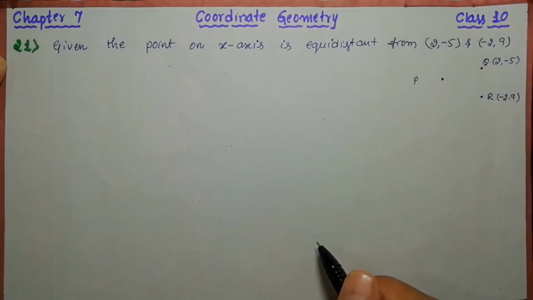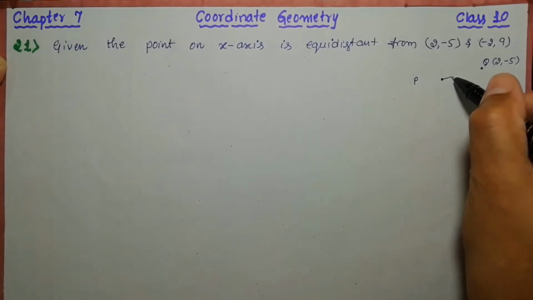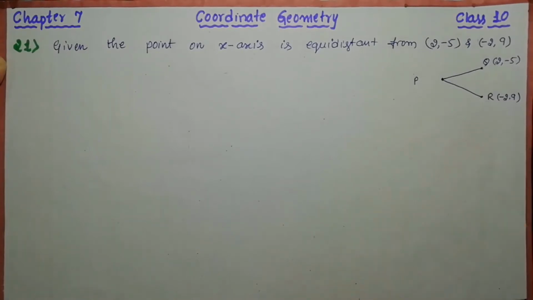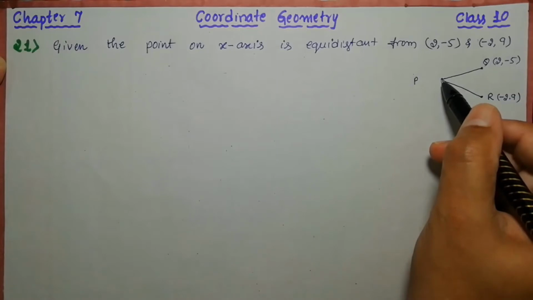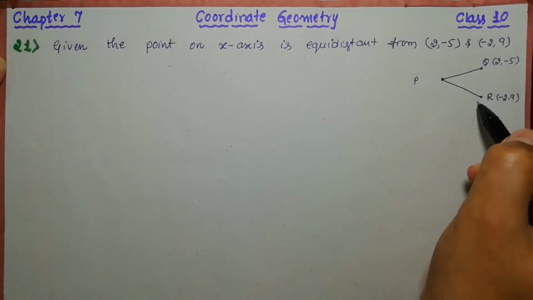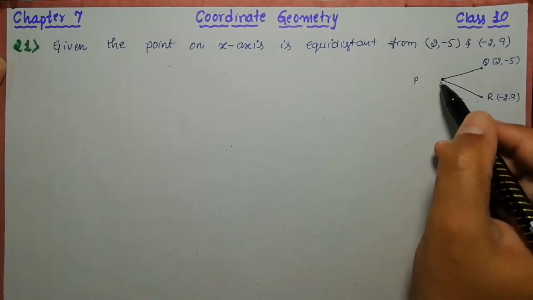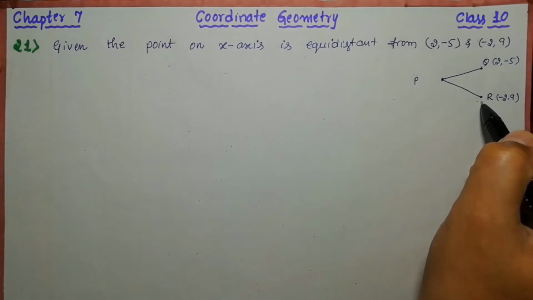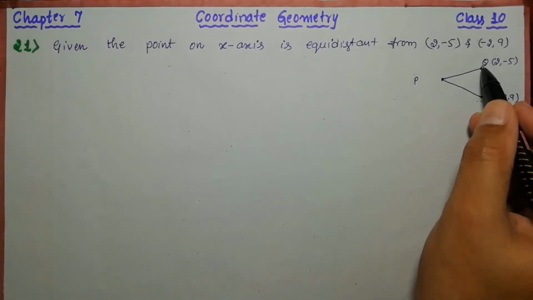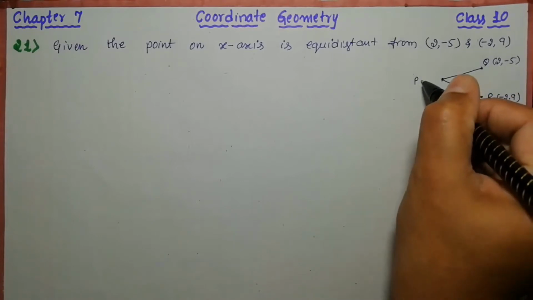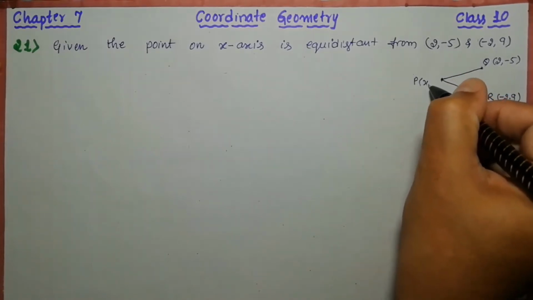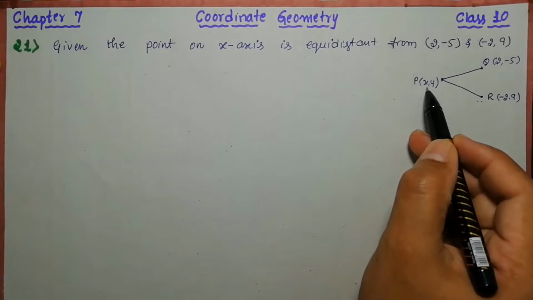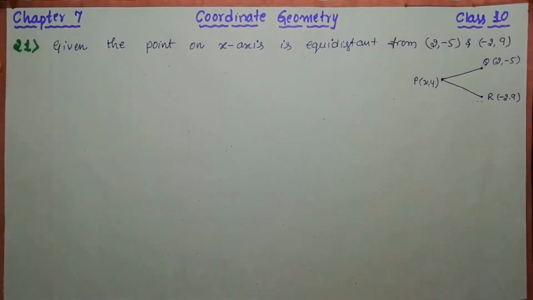It is equidistant from Q and R means what? Distance from P to Q and distance from P to R both are one and the same. Then only we can say P is equidistant from Q and R. Mathematically, distance from P to Q and distance from P to R is one and the same. And let the coordinates of this point be (x, y), and we have to find out the point P, means the x coordinate and y coordinate of this point.